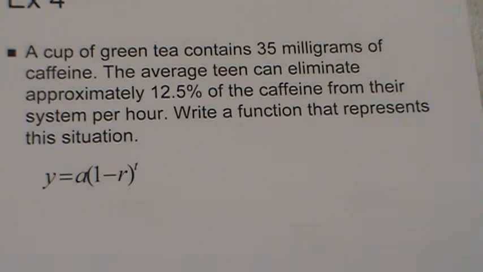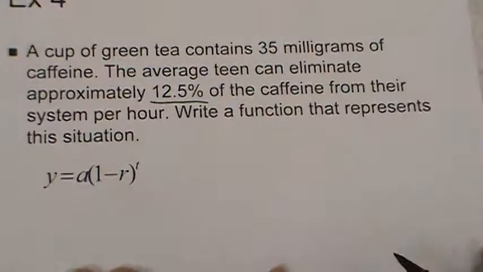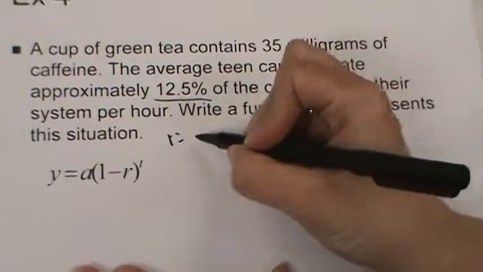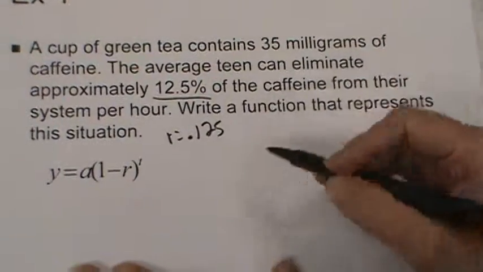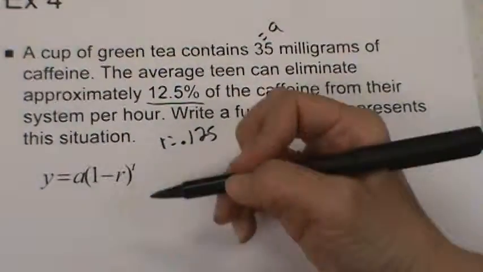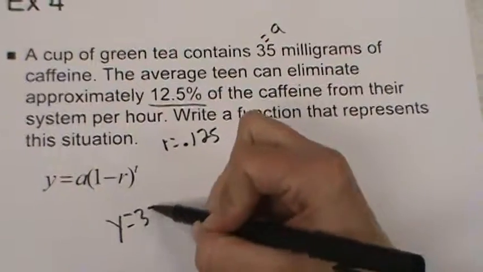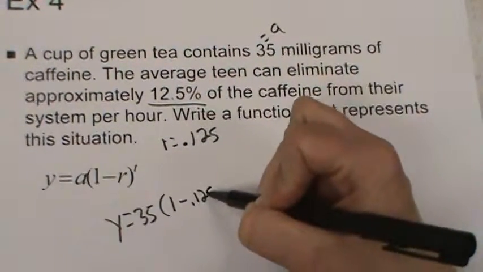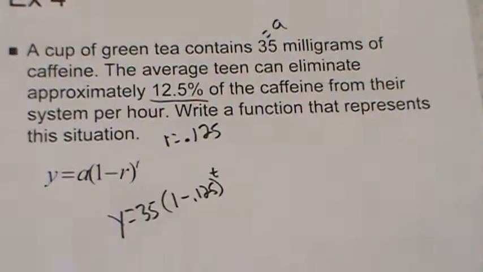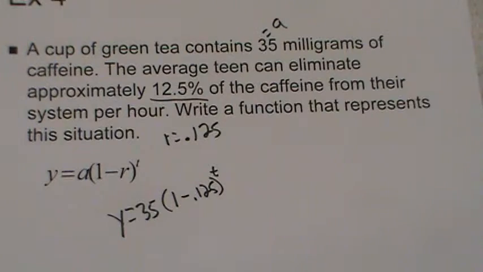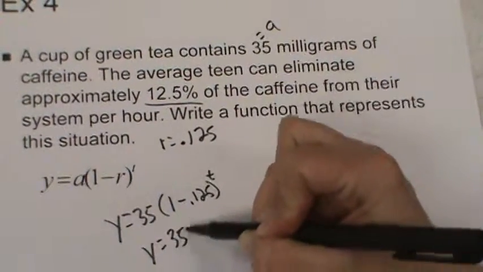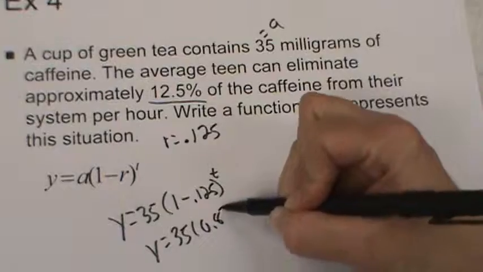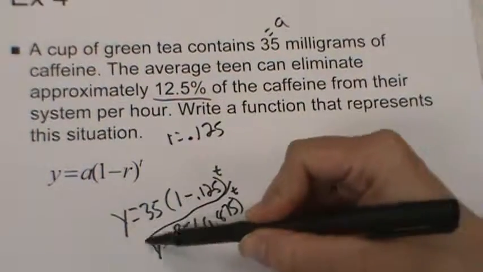This formula is very similar to the one we did earlier with our compound interest. R still stands for rate. In this case, our rate is 12.5%. But remember, we need to change that to a decimal, so it would be 0.125. And our A, as always, is our starting number, so our starting number here is 35. When we plug it in, it turns into y equals 35 times 1 minus 0.125 to the t power. Now we can go ahead and do 1 minus 0.125, so it ends up being y equals 35 times 0.875 to the t power. And that's the answer that they want.